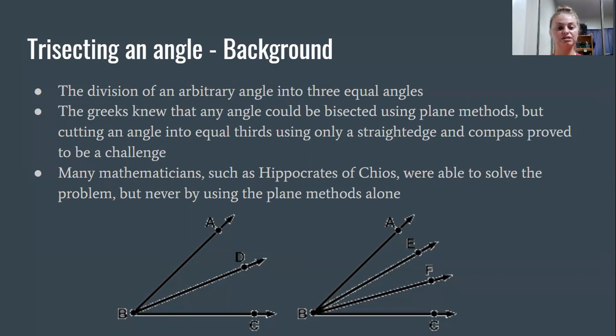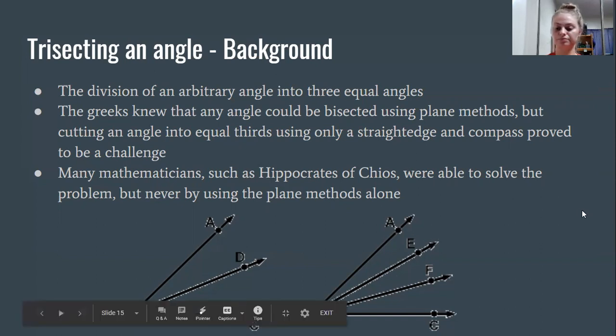Many mathematicians, such as Hippocrates of Chios, were able to solve the problem, but never by using plane methods alone. So at the bottom, I just included a picture. The picture on the left just shows a bisection, and then the picture on the right shows what a trisection would look like. So we can see that the angle is split up into 3 even angles.